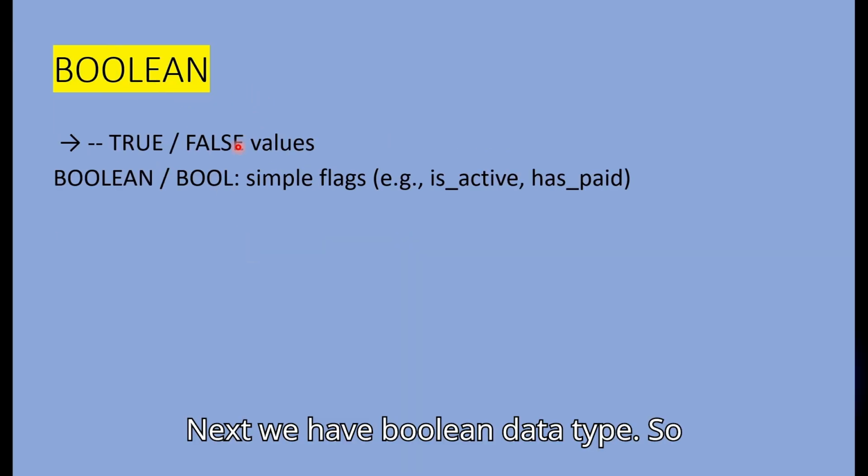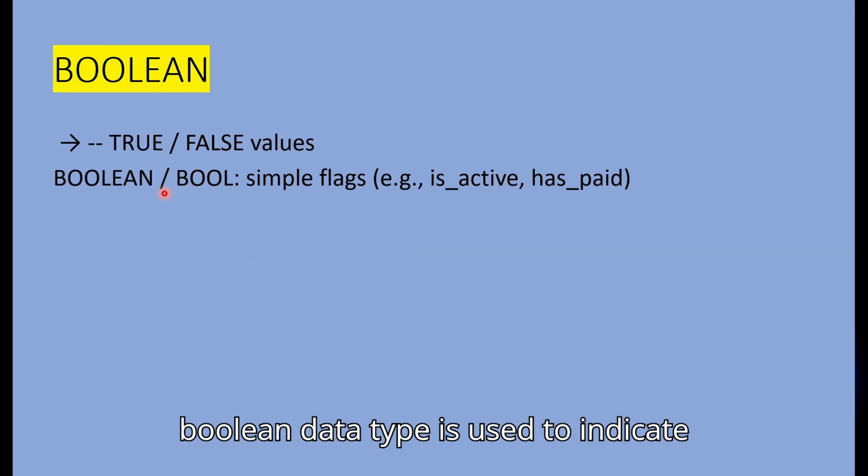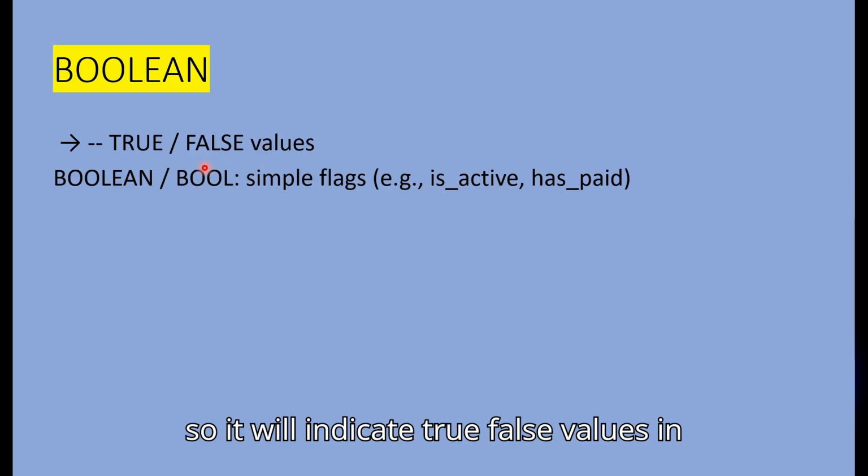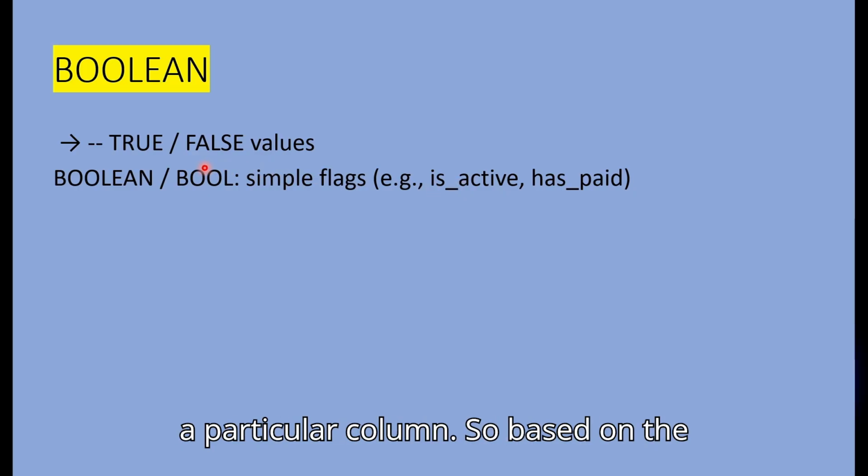Next we have the Boolean data type. The Boolean data type is used to indicate flags such as is active, has paid. So it will indicate true or false values in a particular column.